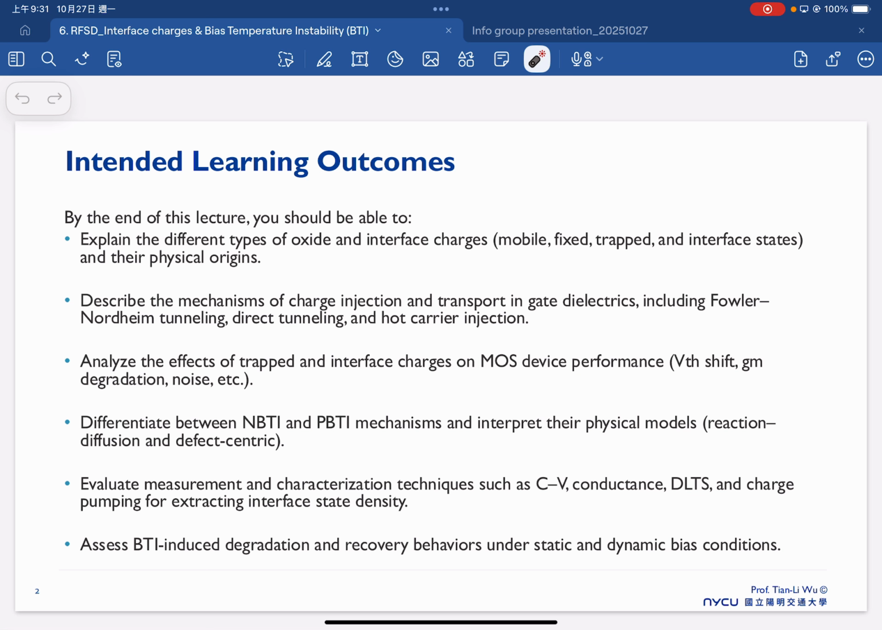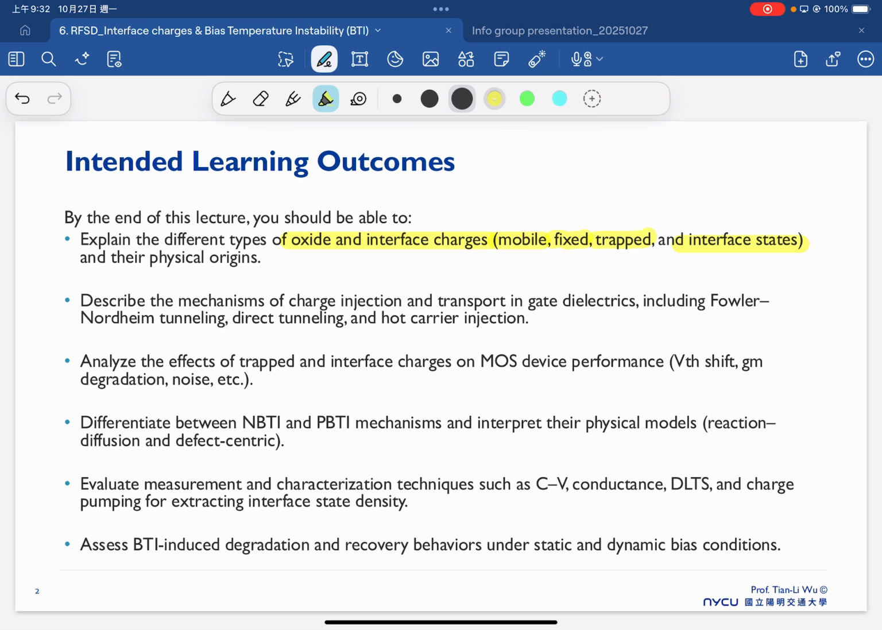First of all, we will talk about the different types of oxide and interface charges. It's pretty well known that in all kinds of semiconductors, we always have these four different kinds of charge: the mobile ion, fixed charge, trapping charge, and interface state. Then we will explain their physical origins, and further understand the interface charge and the trapping related issue.